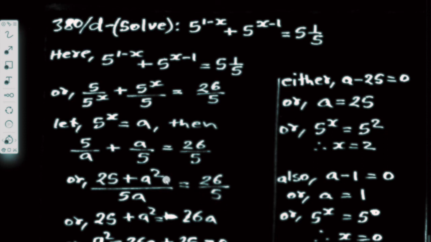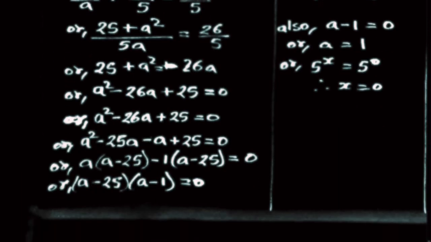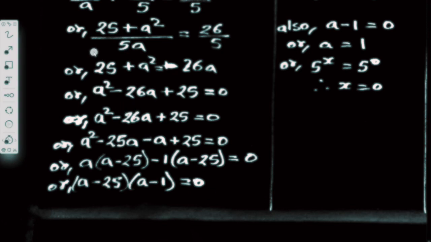Now cross multiplication shall be done, or this cancellation shall be done. 5 and 5 shall be cancelled. It means here comes our 25 plus a square by 5a equal 26 by 5. Now this bottom 5 and this bottom 5 should be cancelled to make our calculation easy. Here 25 plus a square equal, now this bottom a should be multiplied with 26, as 5 is cancelled, so it comes 26a.